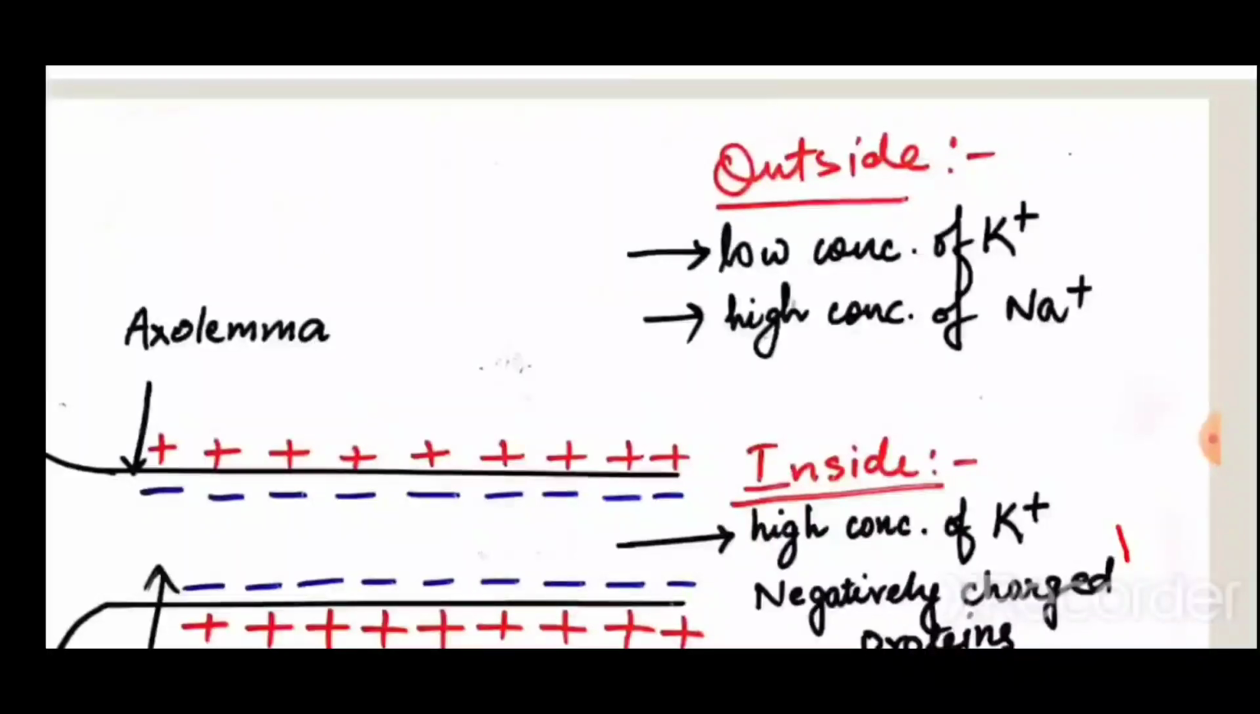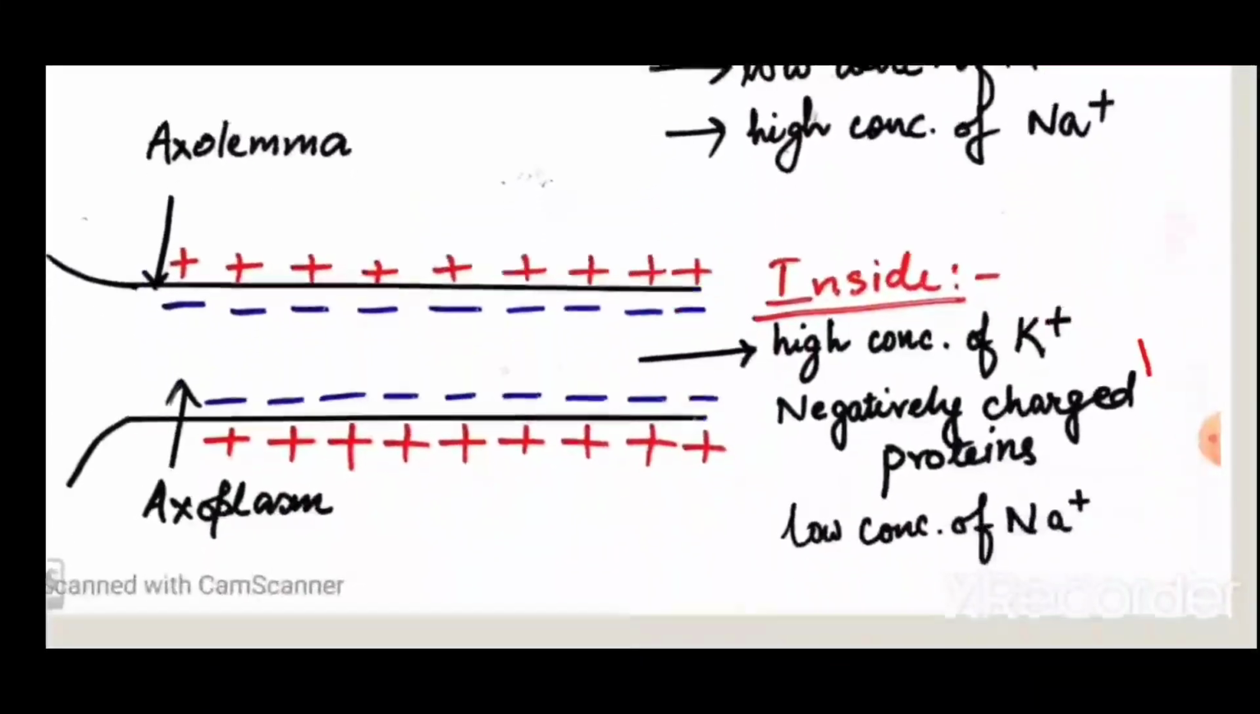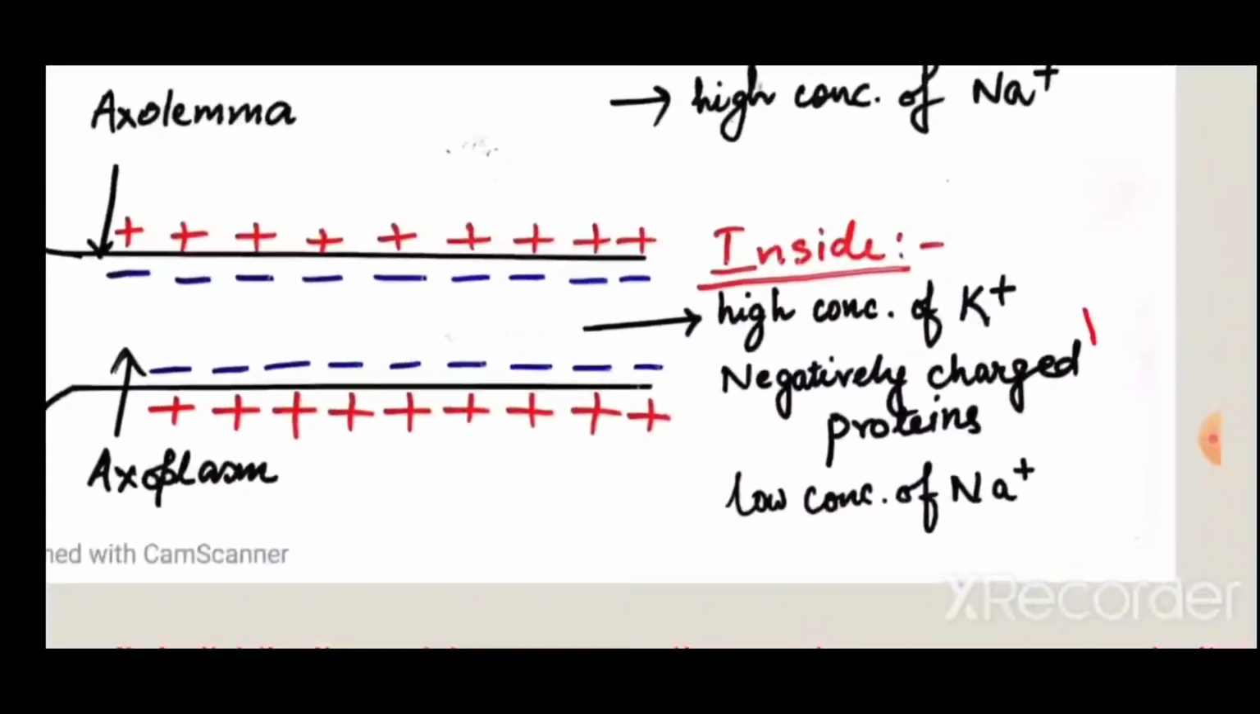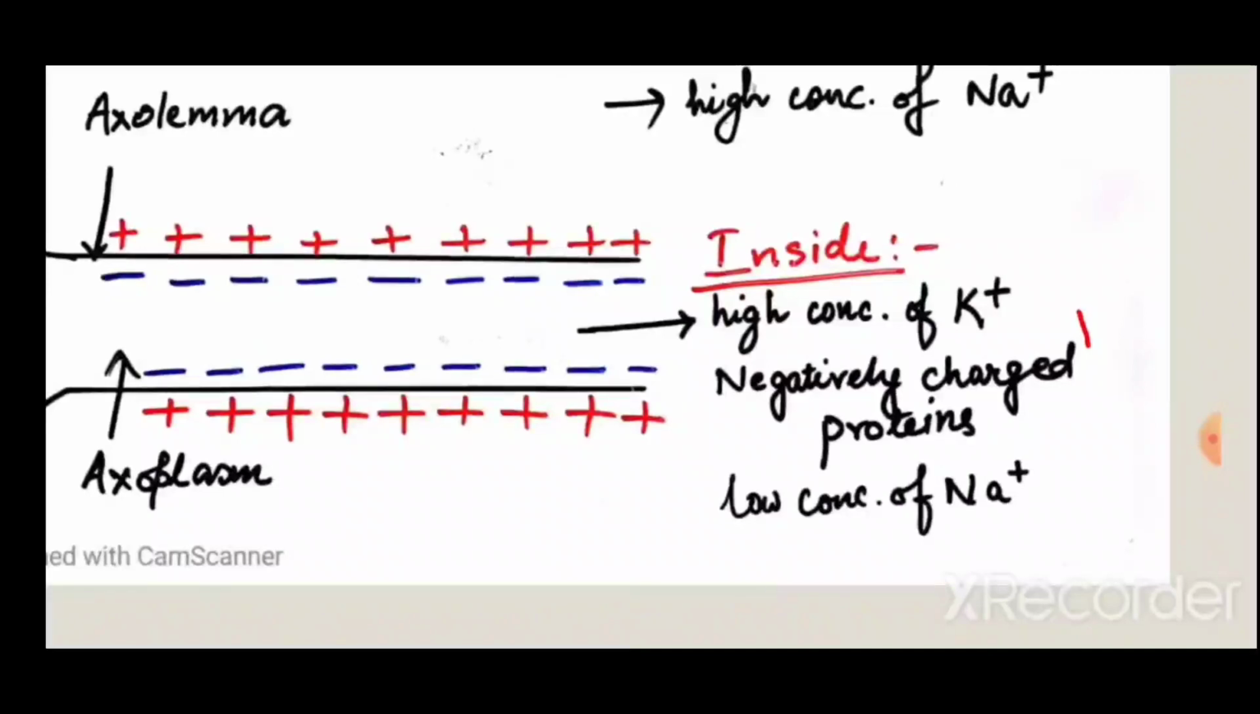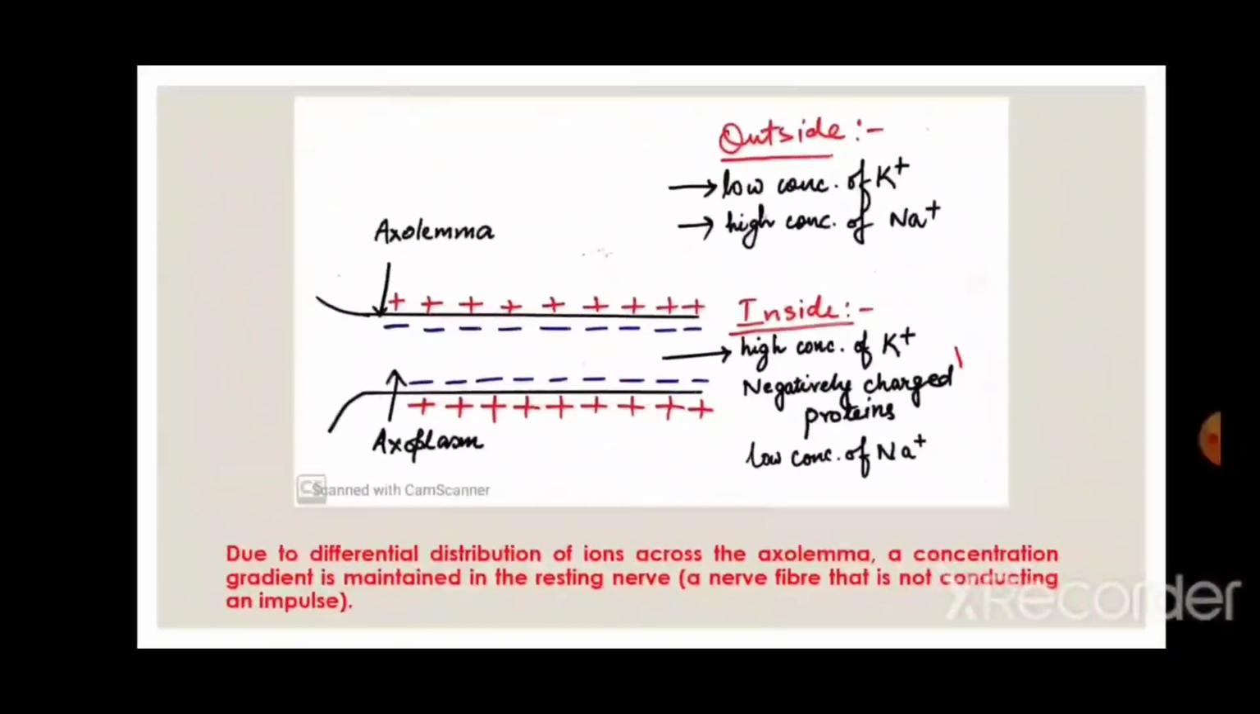So let's see what ions are present on the outside. On the outside there is a low concentration of potassium ions and high concentration of sodium ions, and inside the axoplasm there is very high concentration of potassium ions. That's why potassium is called the most abundant intracellular cation. And then there are negatively charged proteins inside the axoplasm, and there is low concentration of sodium ions.